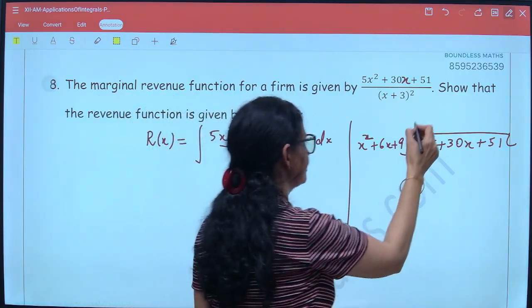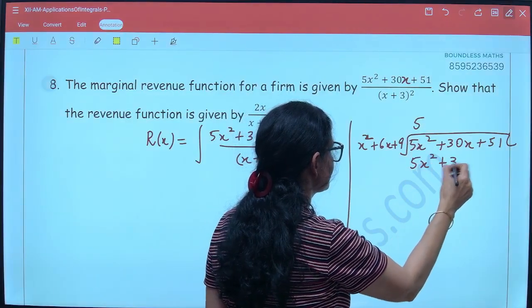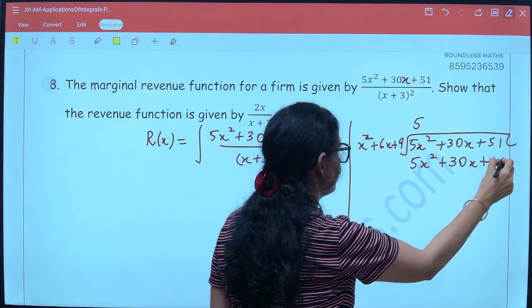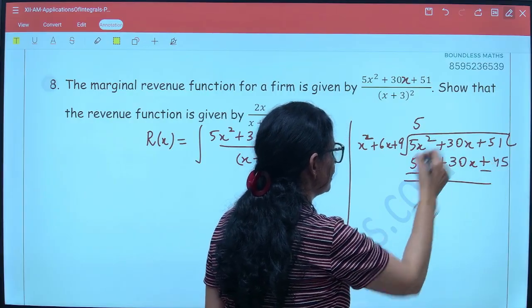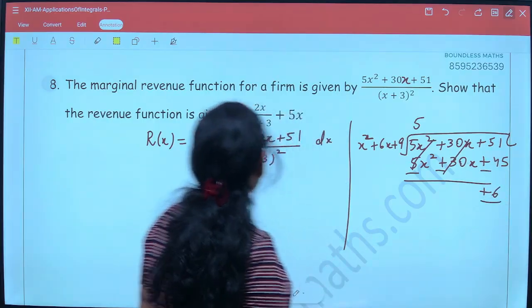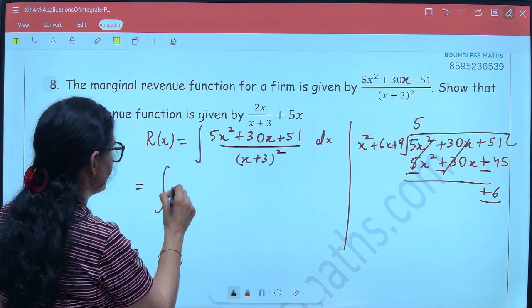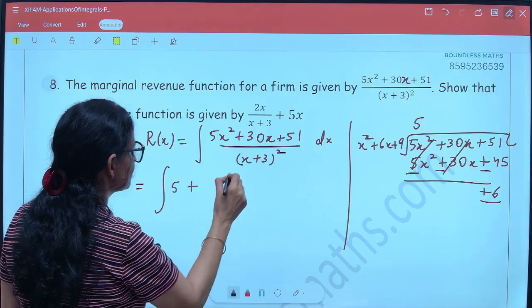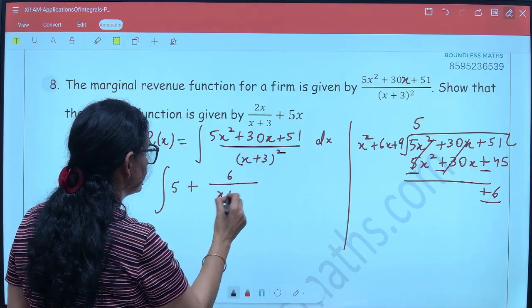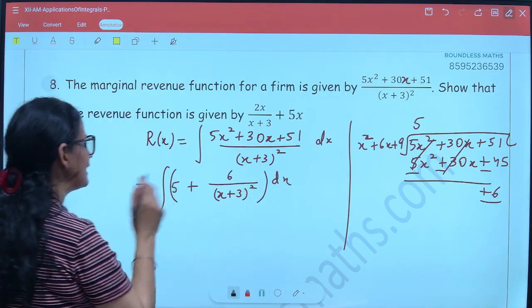Now let's divide these two polynomials. 5, so this becomes 5x square, 5 6s are 30, 30x, 5 9s are 45. Change the sign and these get cancelled. So the remainder is plus 6. So that means this integrand can be written as the quotient by the side plus remainder upon the divisor. Now it is easier to integrate.